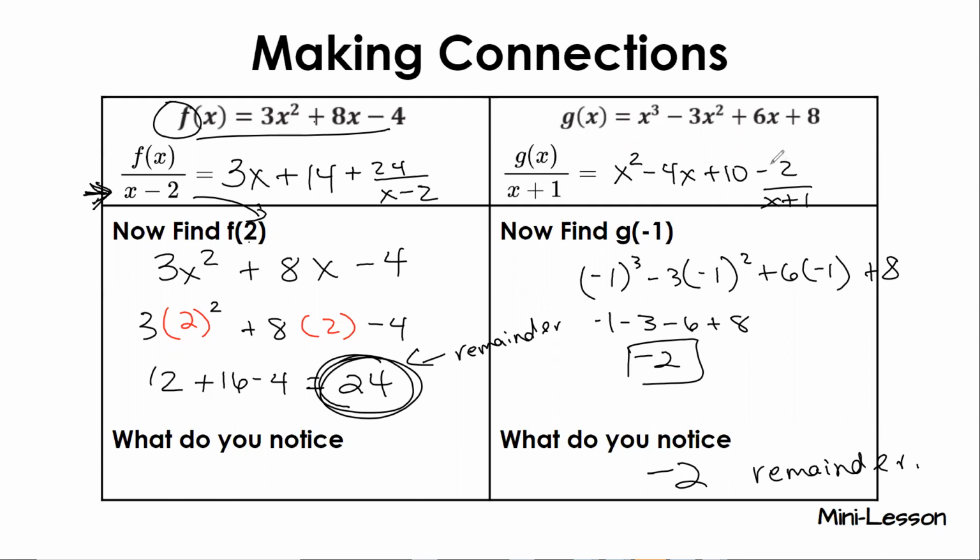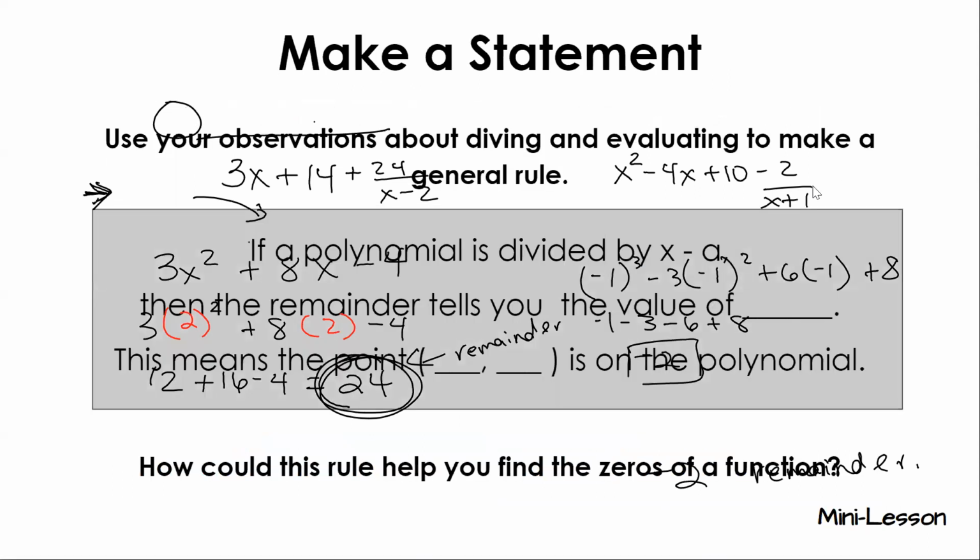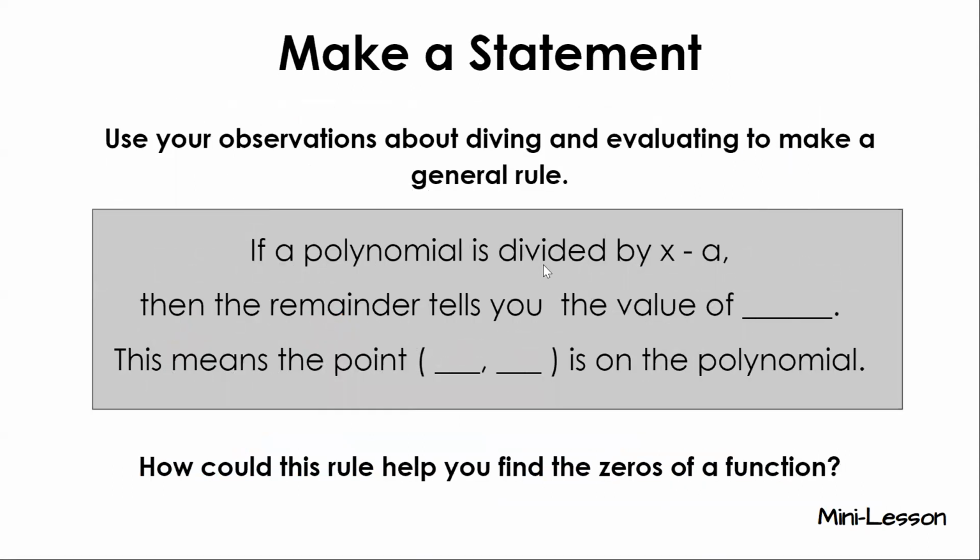This is important because it tells you whether or not something is a factor. If you get a remainder of 0 when you plug in, then it's a factor. We're going to see that on the next page. Okay, I need you to write this gray box down. If a polynomial is divided by x minus a, then the remainder tells you the value of the polynomial at a. This means the point a comma b is on the polynomial.